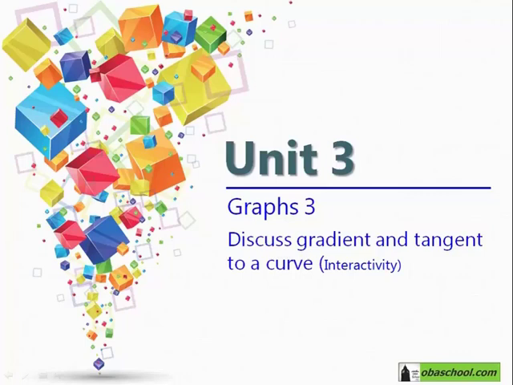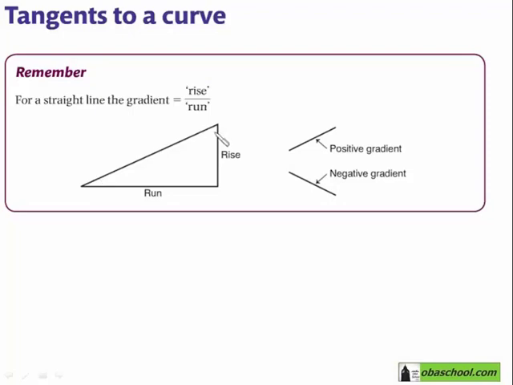As a continuation of the previous discussion, which was about the gradient and tangent to a curve, as a reminder, to get the gradient, we need the value of the rise and the run. We divide the rise and the run to get the gradient. The value of the rise could be either positive or negative, but the value of the run is always positive.